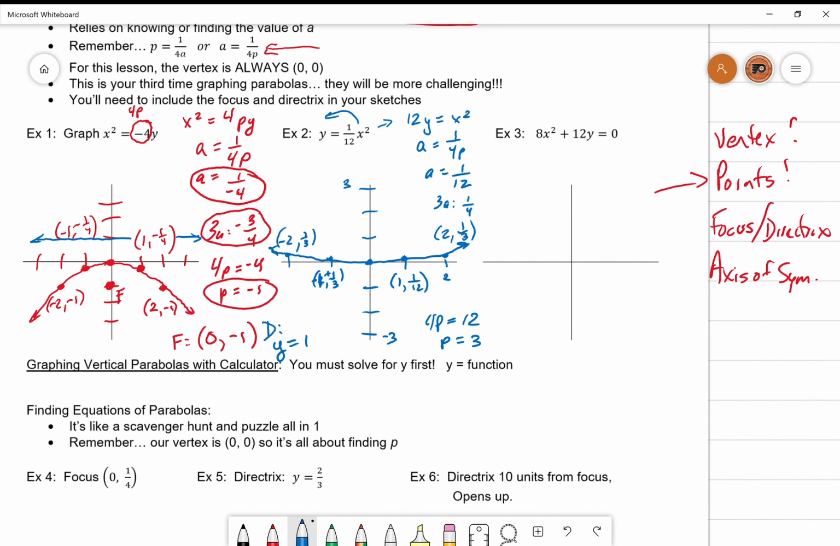All right, last up, we got to put our focus and directrix in. Here we go. Focus. p is 3, so we're going to go 3 units up from our vertex. My focus is the value 0, 3. My directrix goes the opposite way. I'm going to use green this time. There it is down here. And that is the equation y equals -3.